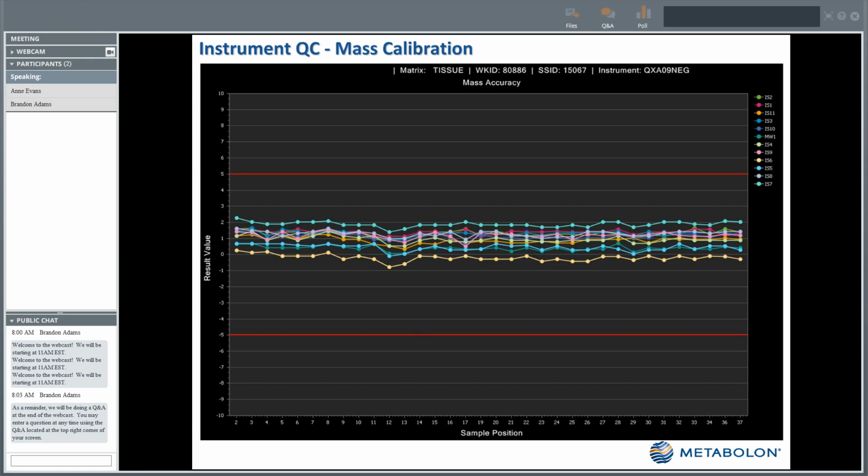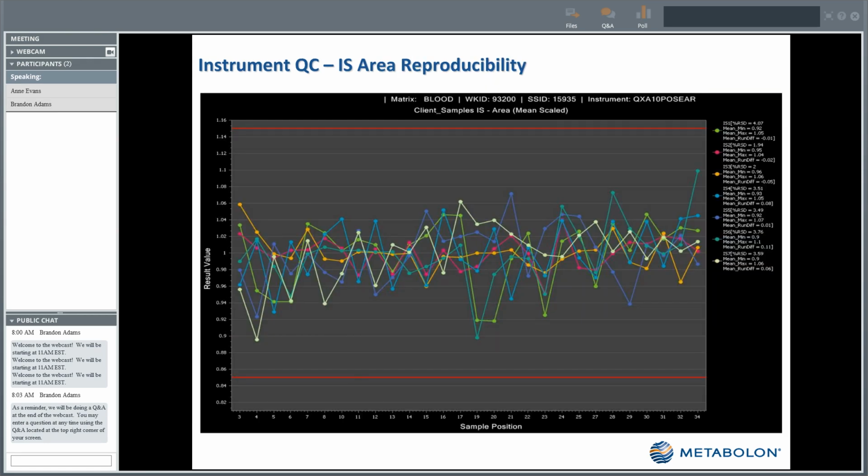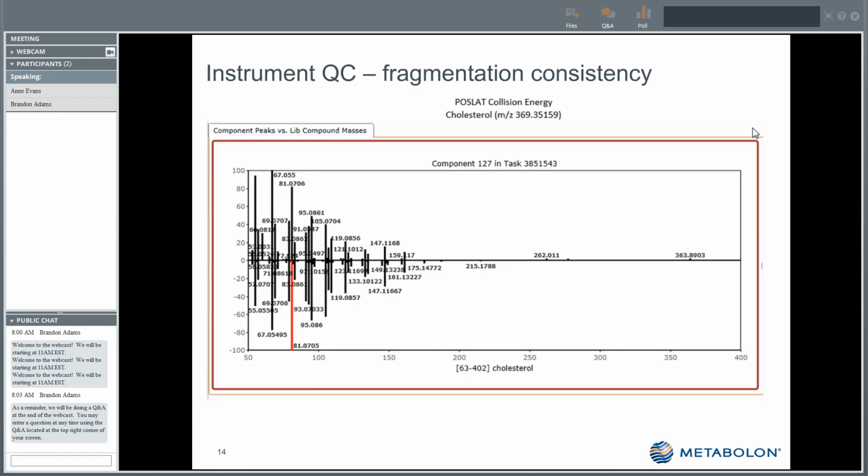So we check things like mass accuracy. Did the instrument drift in sensitivity overnight? And as well, you can see the red bars here showing what is acceptable and what is not acceptable.